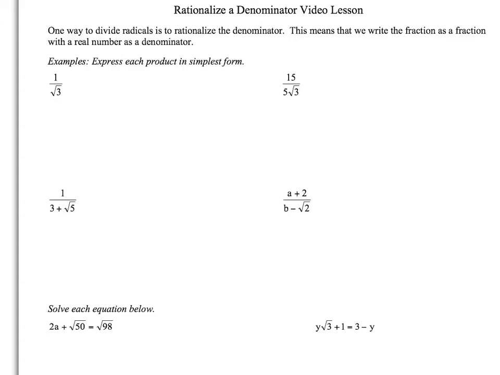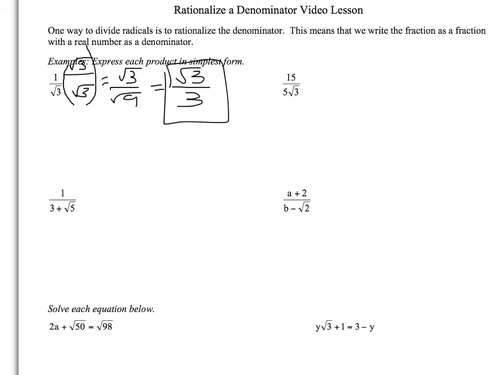Okay, so for the first one, 1 over radical 3. I need to get rid of that radical 3 in the denominator by rationalizing. And the way you rationalize is you multiply by that radical in the denominator in both the numerator and the denominator. 1 times radical 3 is radical 3. Radical 3 times radical 3 is radical 9. And you know the square root of 9 is just a 3.